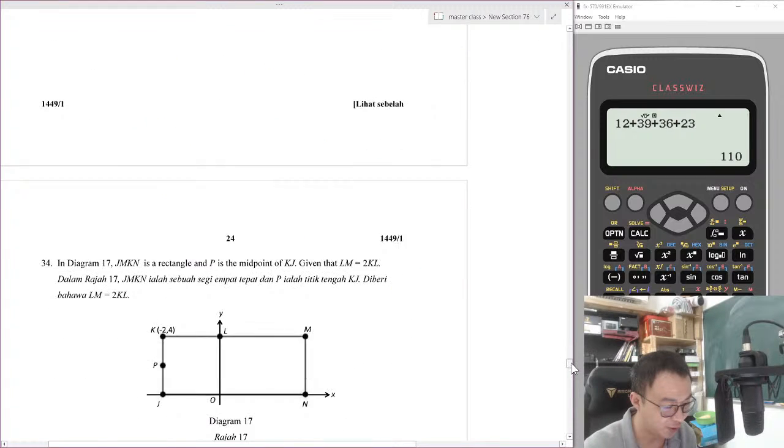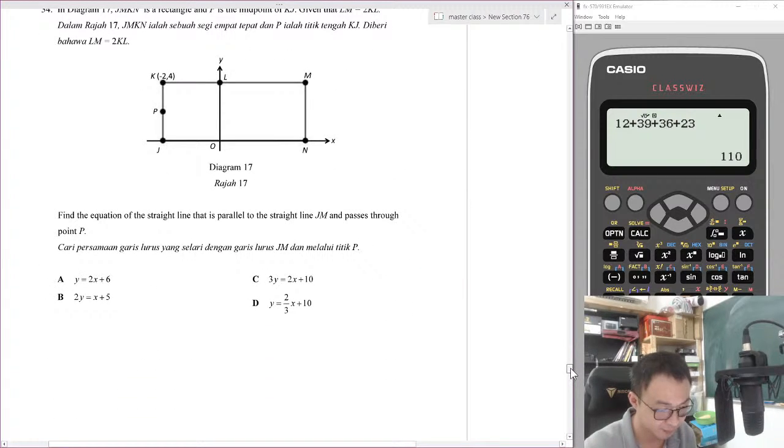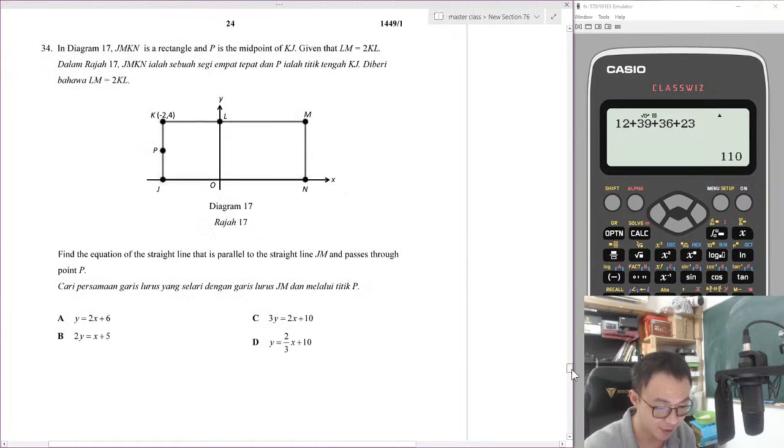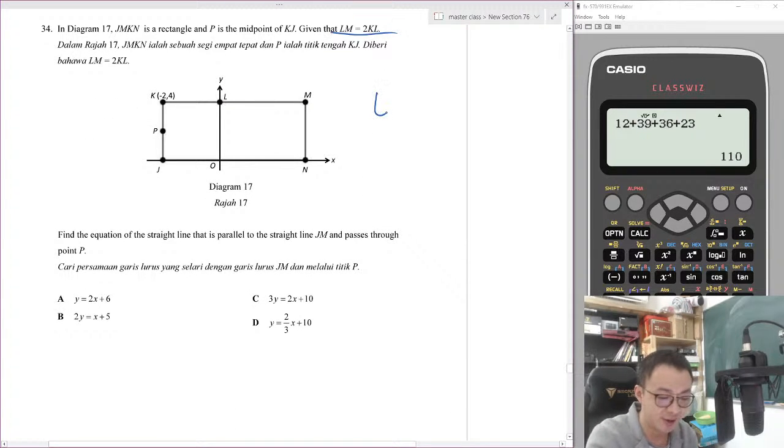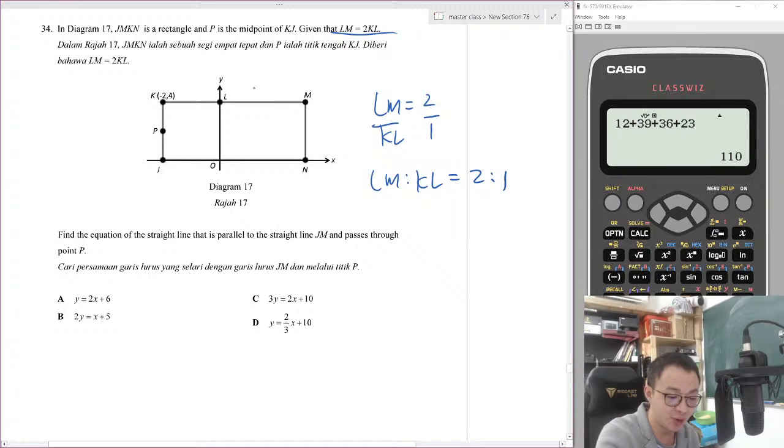Alright, let's move on to 34. Okay, they give us information. I change it into a ratio. Normally this is what I do. This is 2 over 1. So LM ratio KL equals 2 ratio 1. So LM will be ratio 2, KL ratio 1. You can see from here, this is moving 2 units, right? So this one will need to move 4 units. So this one should be 4, 4.